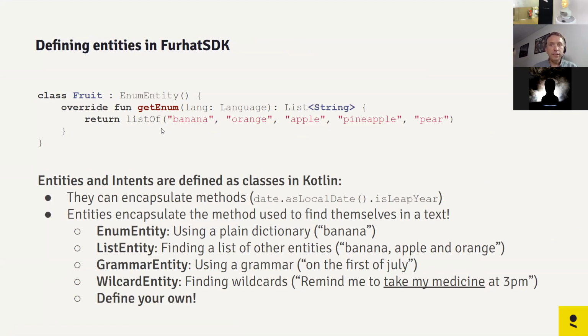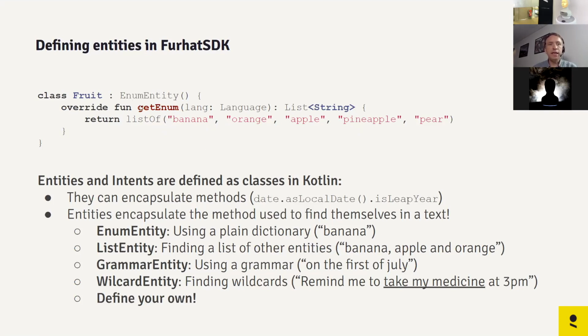If we take the entities, this is the fruit entity, and this is the simplest way of defining an entity, which is called an enum entity. So our class fruit inherits enum entity, and here we just provide a list of all the different fruits we have. So it's as simple as that. It will generalize somewhat. So if banana is listed, it will catch also bananas and so on. So different inflections, as we call them, are handled.